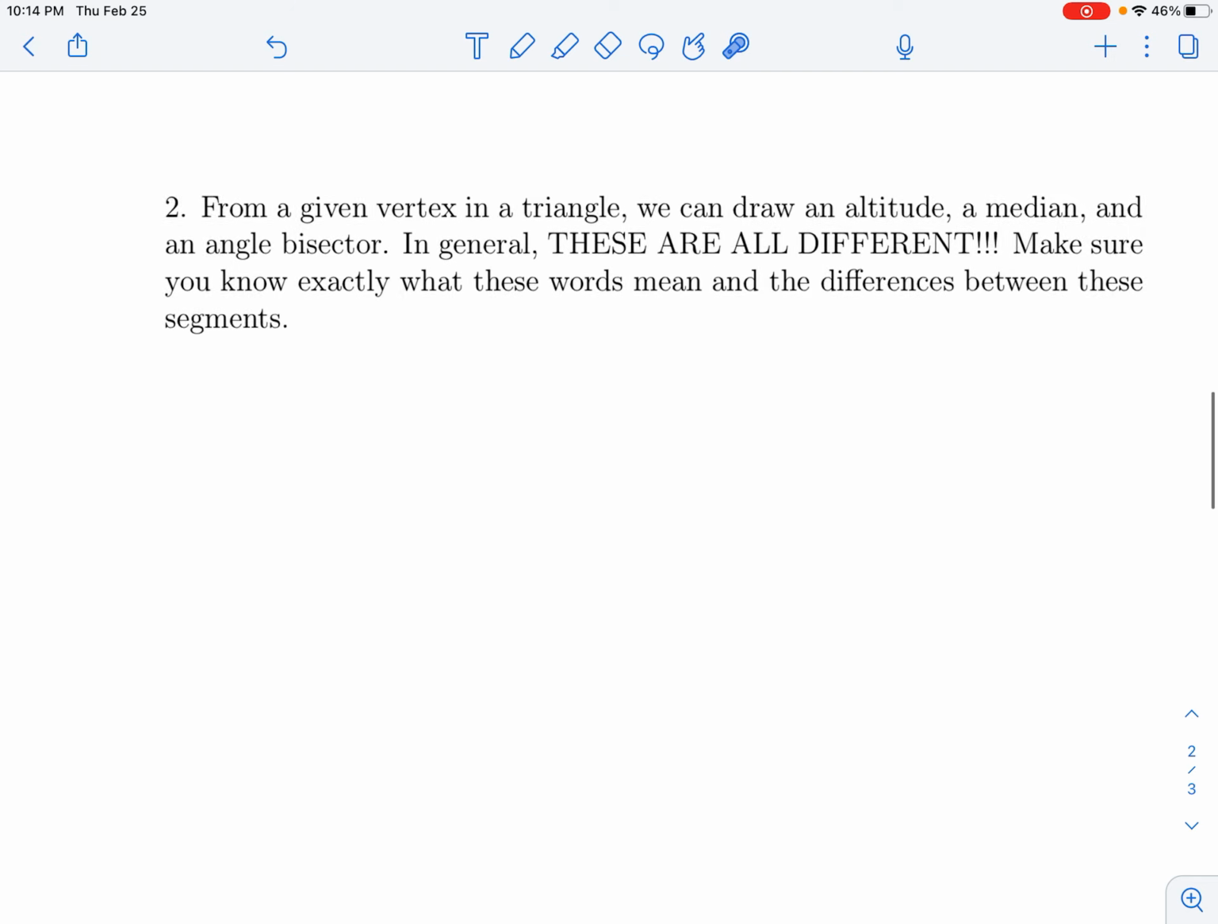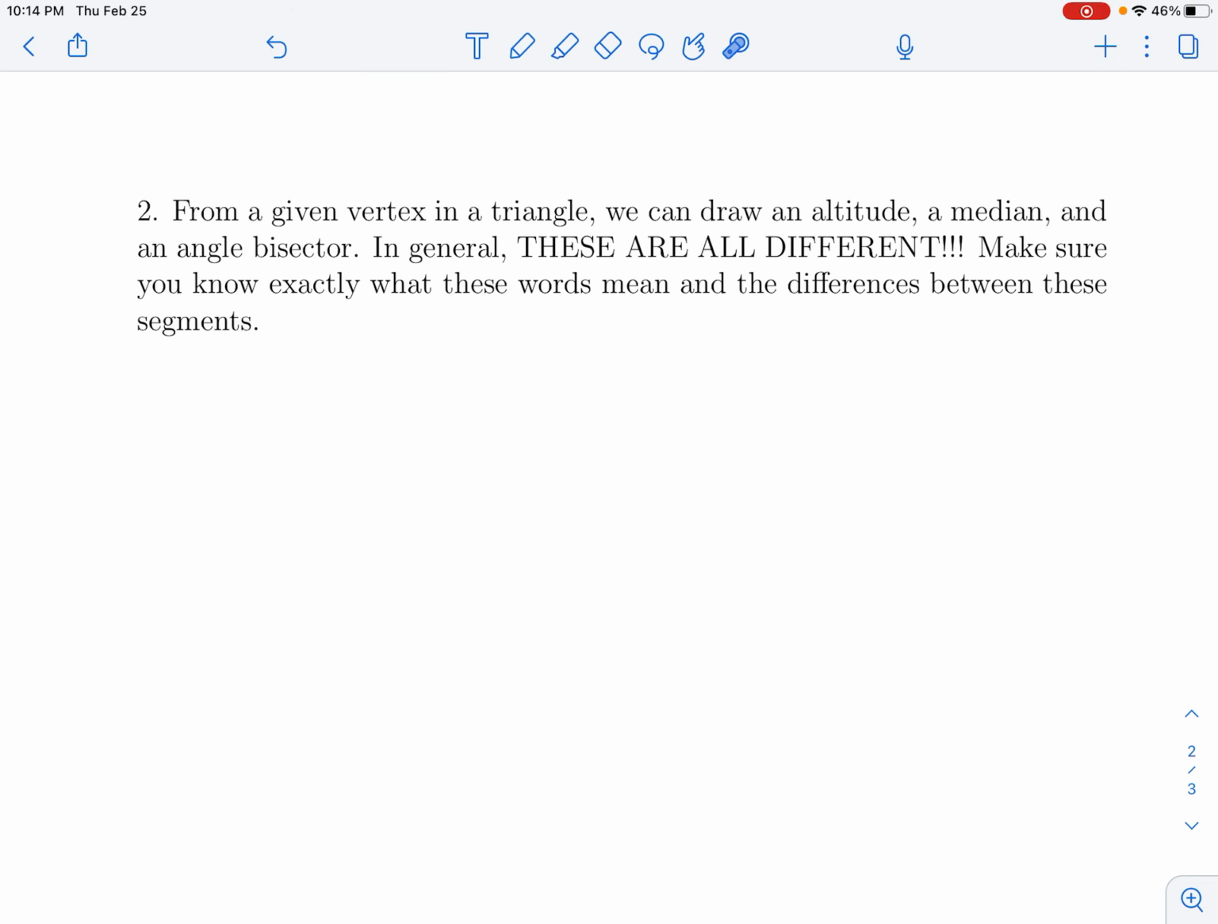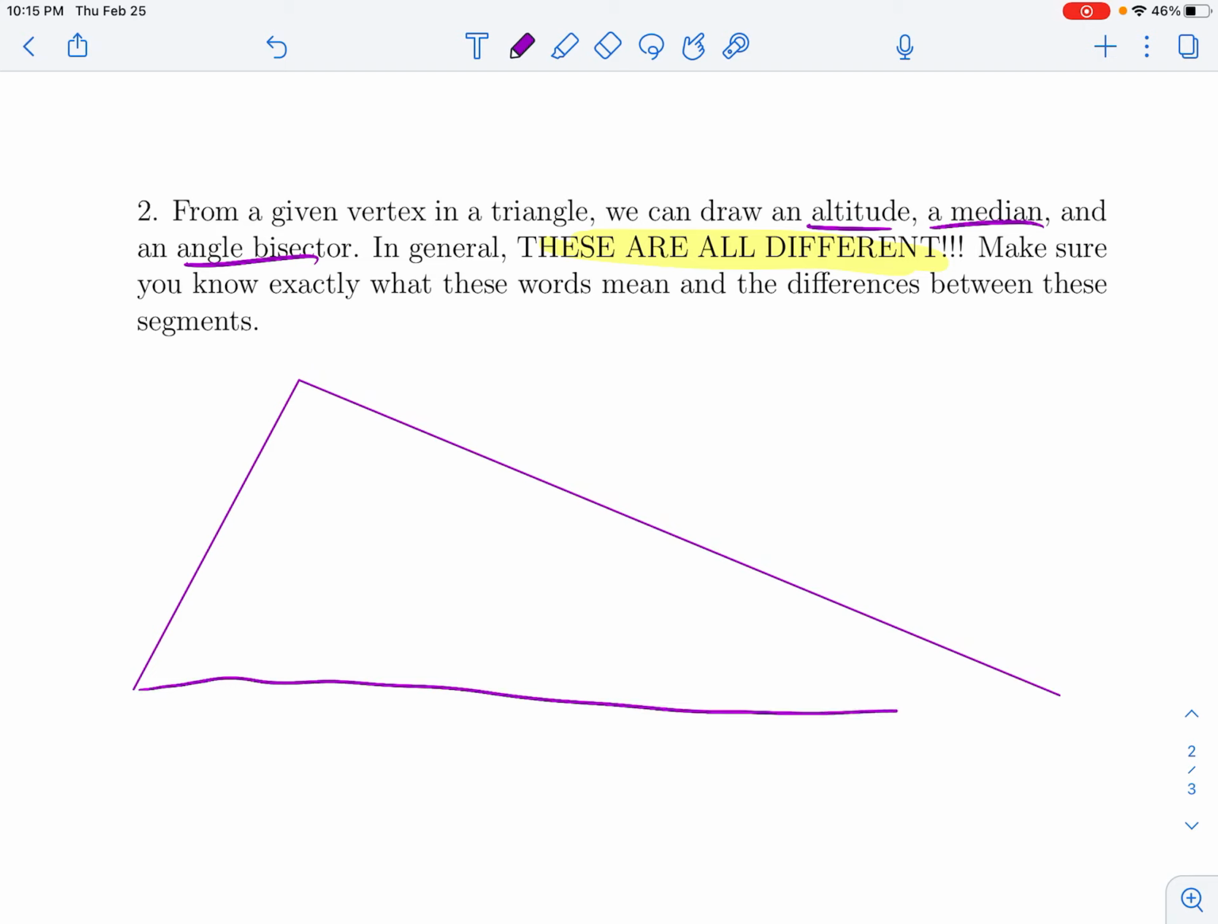Second thing I want you to keep in mind is when we're talking about a triangle and we have a vertex, there are various things we can draw. We can draw an altitude, we can draw a median, we can draw an angle bisector. All of these things create a certain amount of symmetry, but they create different kinds of symmetry. Generally speaking, these are different. So you need to really know what the words mean. It's easy to think, oh, I'm drawing some segment in the triangle. It's a median, I think, or an altitude or an angle bisector. You really need to know.